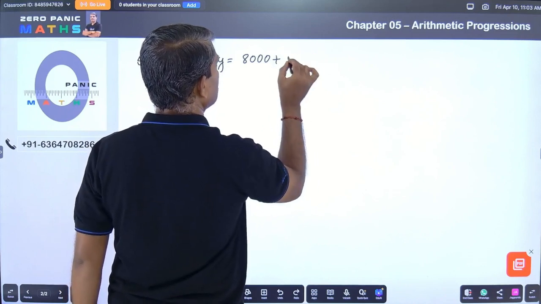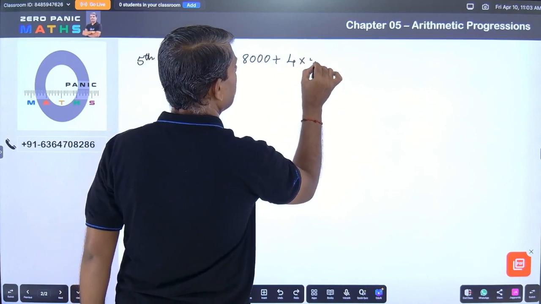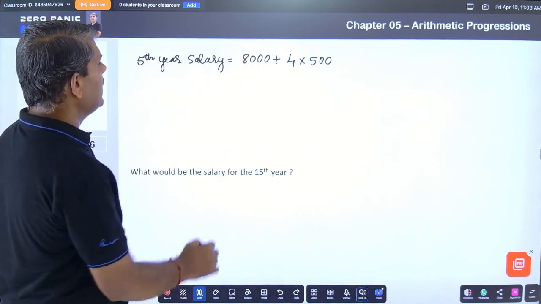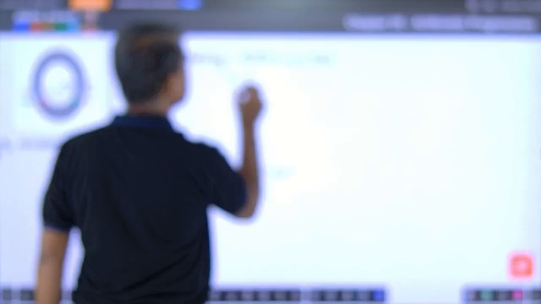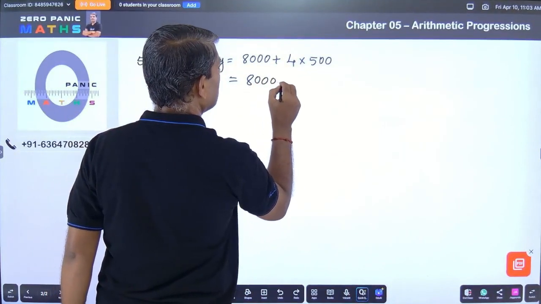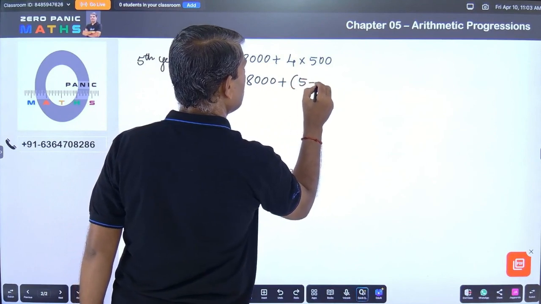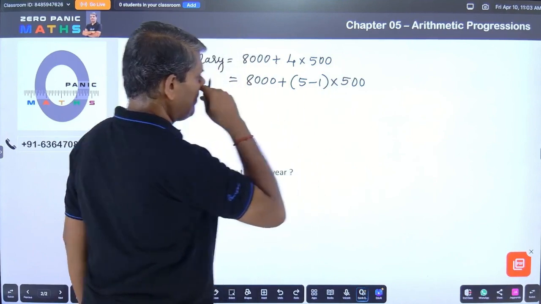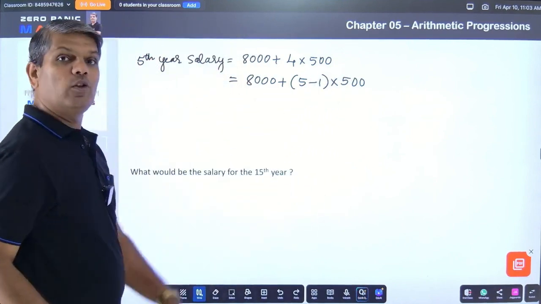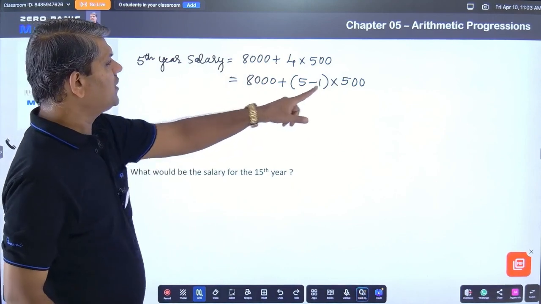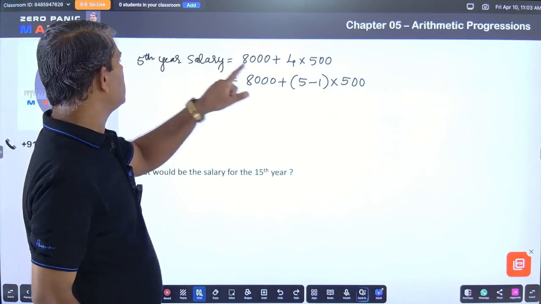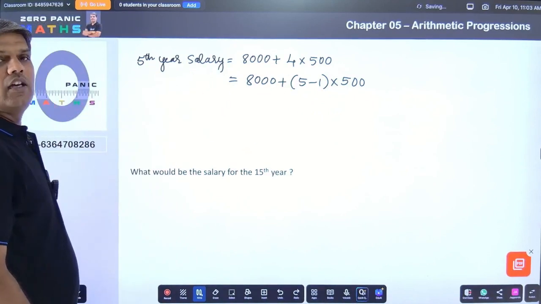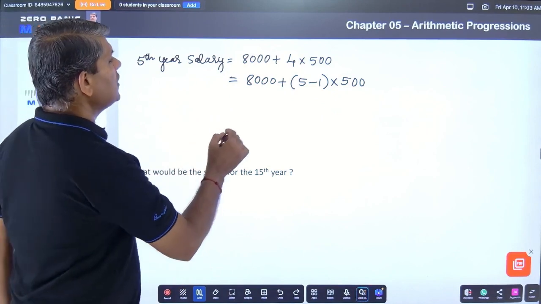Okay, assume 4 times I will be adding the increment value, right? So can I write it like this: 8,000 plus (5 minus 1) into D, and this is the increment value that is fixed. This is also fixed, and this varies based on which year's salary you are going to get. Okay, now this is the salary.